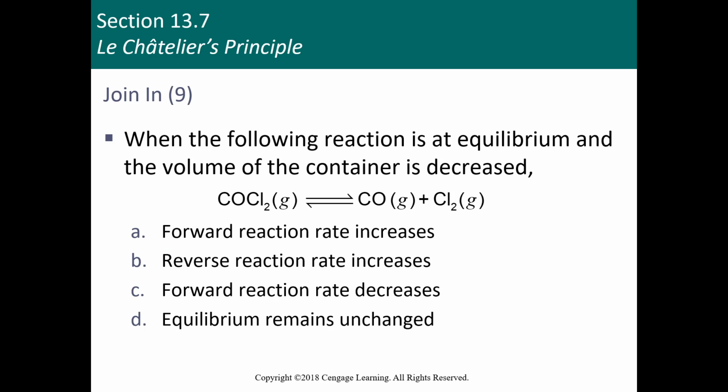When the following reaction is at equilibrium and the volume of the container is decreased, what are we going to see? And so we have this at equilibrium. On this side we have 1 mole. On this side we have 2 moles of gases. So if we decrease the volume of the container, it's going to go towards the side with fewer moles of gas. And so that will be the reverse reaction rate increases, i.e. we are shifted towards the reverse reaction, left.